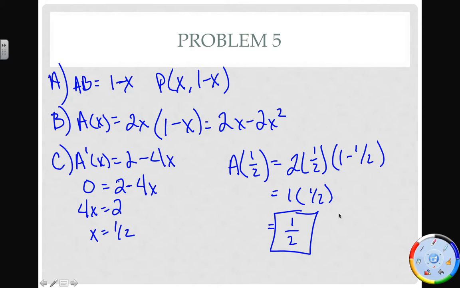And dimensions are 1/2 by 1. All right. Again, problem 5, not too difficult. They do get obviously harder.